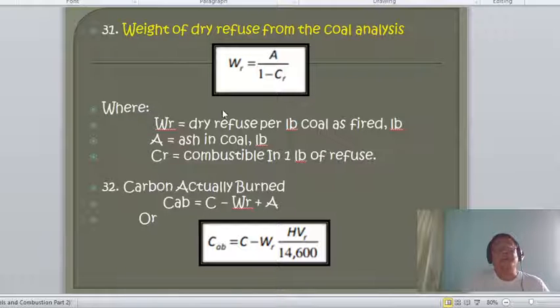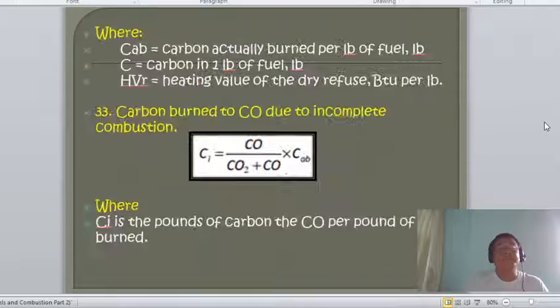So the carbon actually burned, CAB, is equal to the amount of carbon minus the weight of refuse plus ash. Okay? So, carbon actually burned is equal to C over the weight of dry refuse multiplied by the heating value over 14,600.